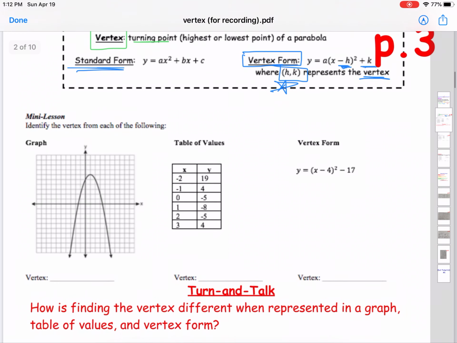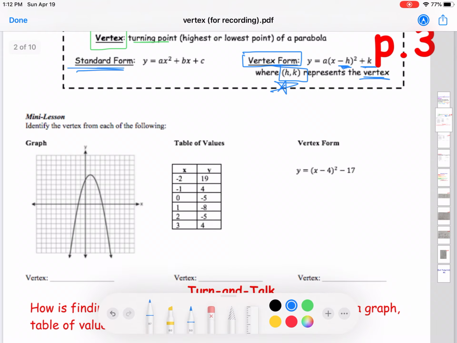If we take a look at our mini lesson, if we start with the equation in vertex form, we know that right here we have our h and we have our k. And if you notice in our equation, we have x minus h. So that means that our vertex is the opposite of the number inside of the parentheses, and then we have our k at the end. So in this case, the vertex would be +4, -17.